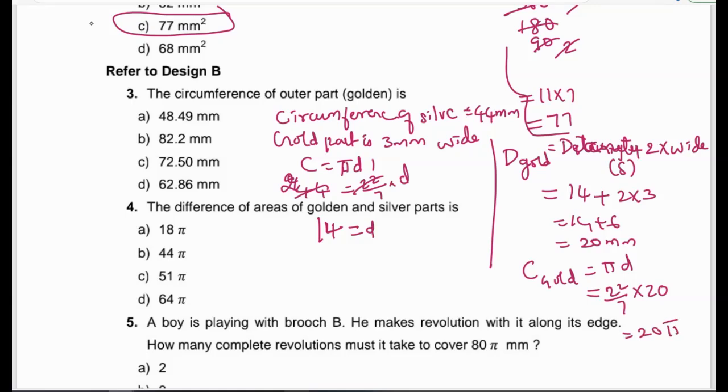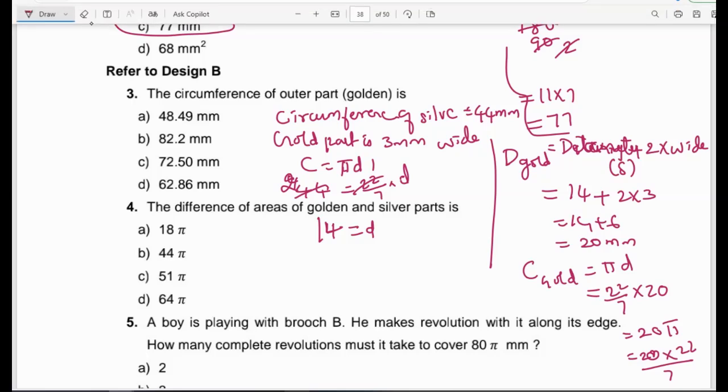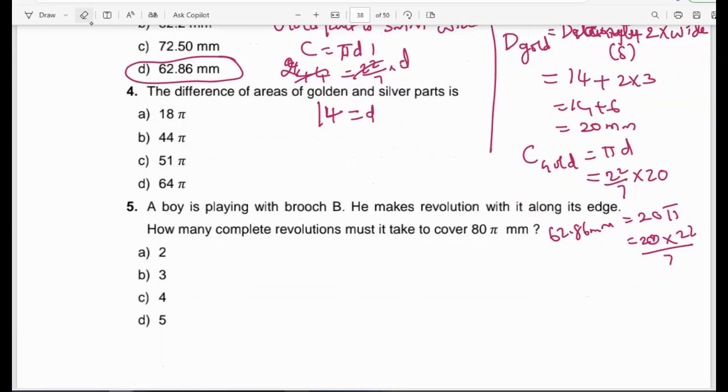Okay, so if you simplify this, that will be 20 into 22 by 7. You get the answer as 62.86 millimeter. That is your option D. So moving with the next question, you have the difference of area of golden and silver path.